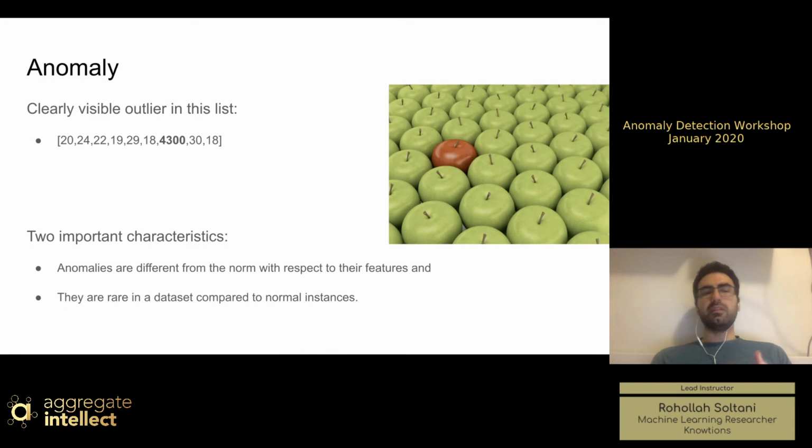And one of the two important characteristics of anomalies is that they are different from the norm, and they're rare in a data set. So these are the two characteristics of an anomaly: being different and being rare.